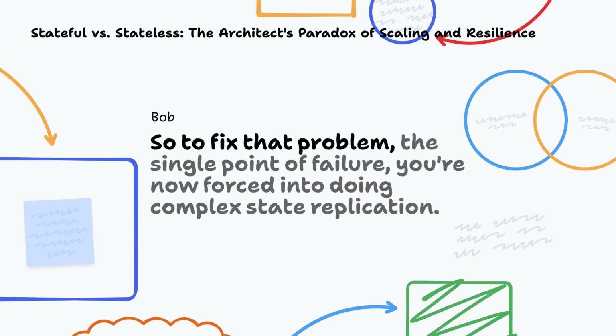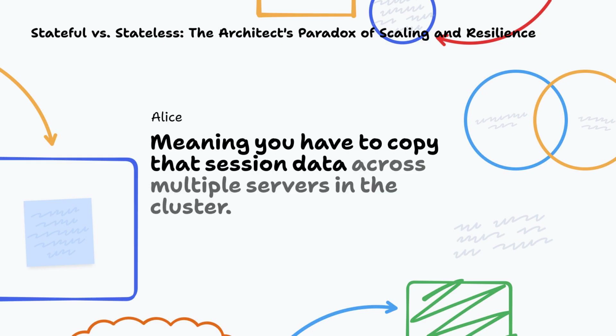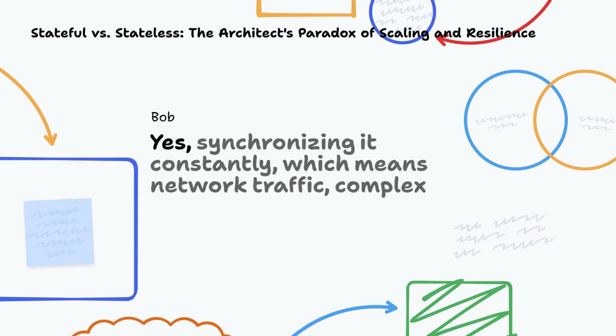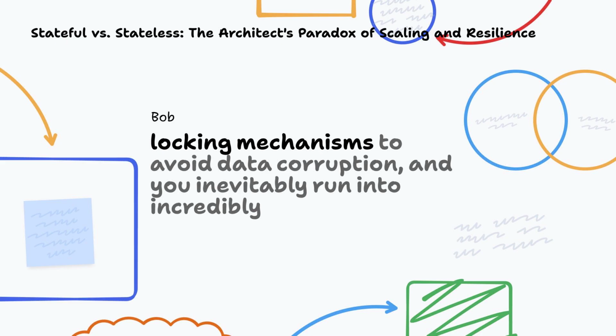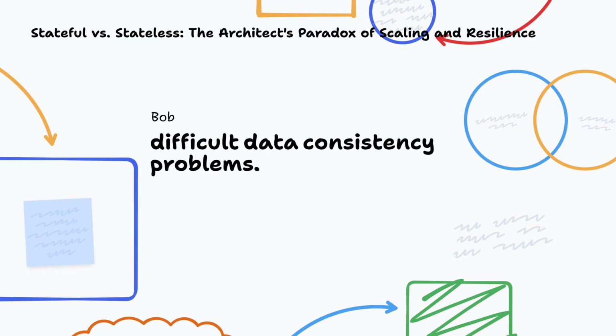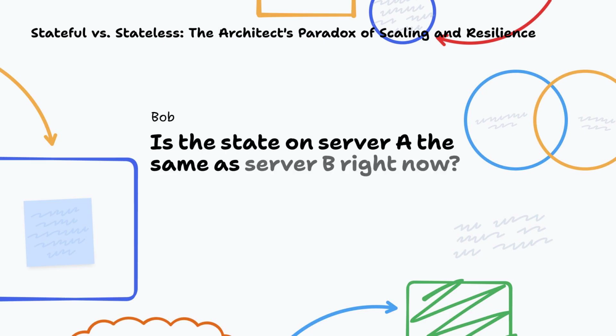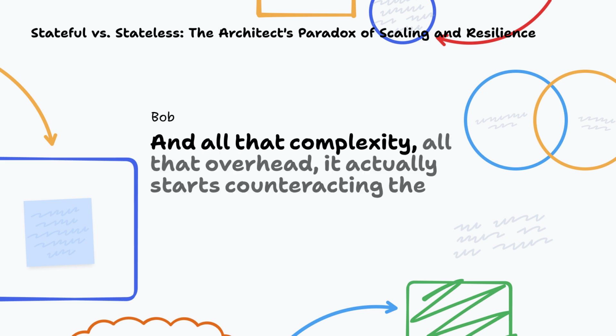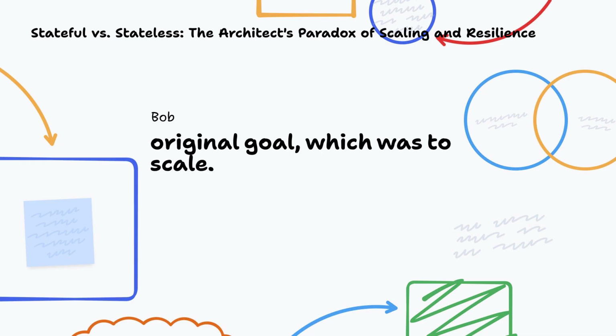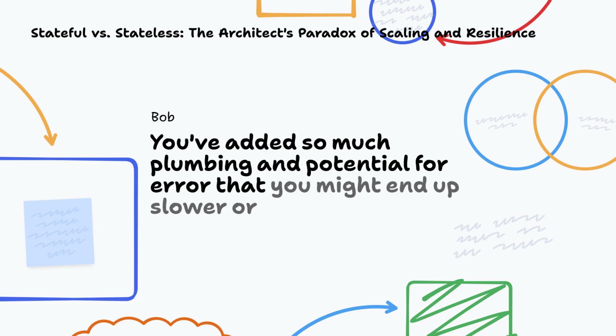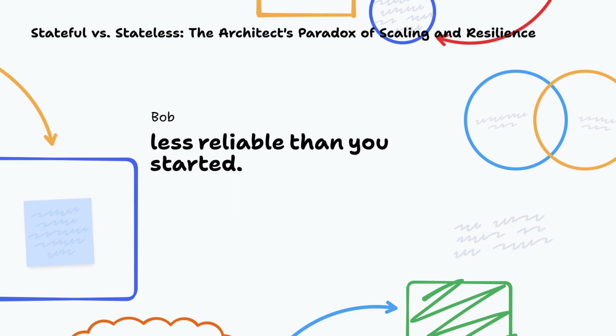So to fix that problem, the single point of failure, you're now forced into doing complex state replication. Meaning you have to copy that session data across multiple servers in the cluster. Yes, synchronizing it constantly, which means network traffic, complex locking mechanisms to avoid data corruption, and you inevitably run into incredibly difficult data consistency problems. Is the state on server A the same as server B right now? Oh, wow. And all that complexity, all that overhead, it actually starts counteracting the original goal, which was to scale. You've added so much plumbing and potential for error that you might end up slower or less reliable than you started. That's the vicious cycle.